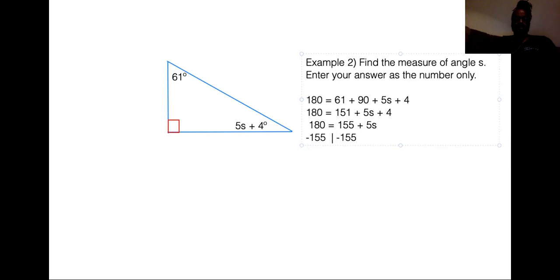And we're really familiar with this in 7th grade, so I know that this isn't something that I have to over explain to you guys in this moment. 180 minus 155 is 25. And now we have 5s. And 5s is the same as saying 5 times s. I'm just going to divide 5 on both sides.